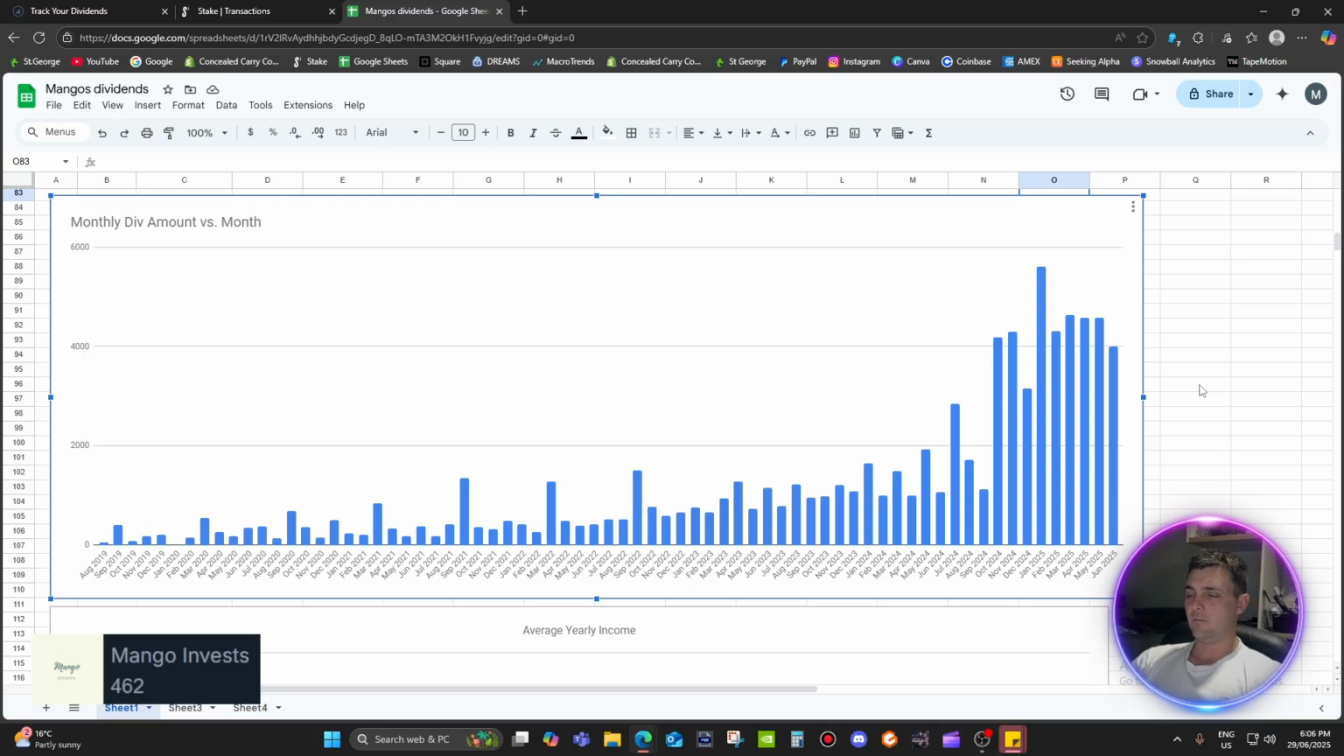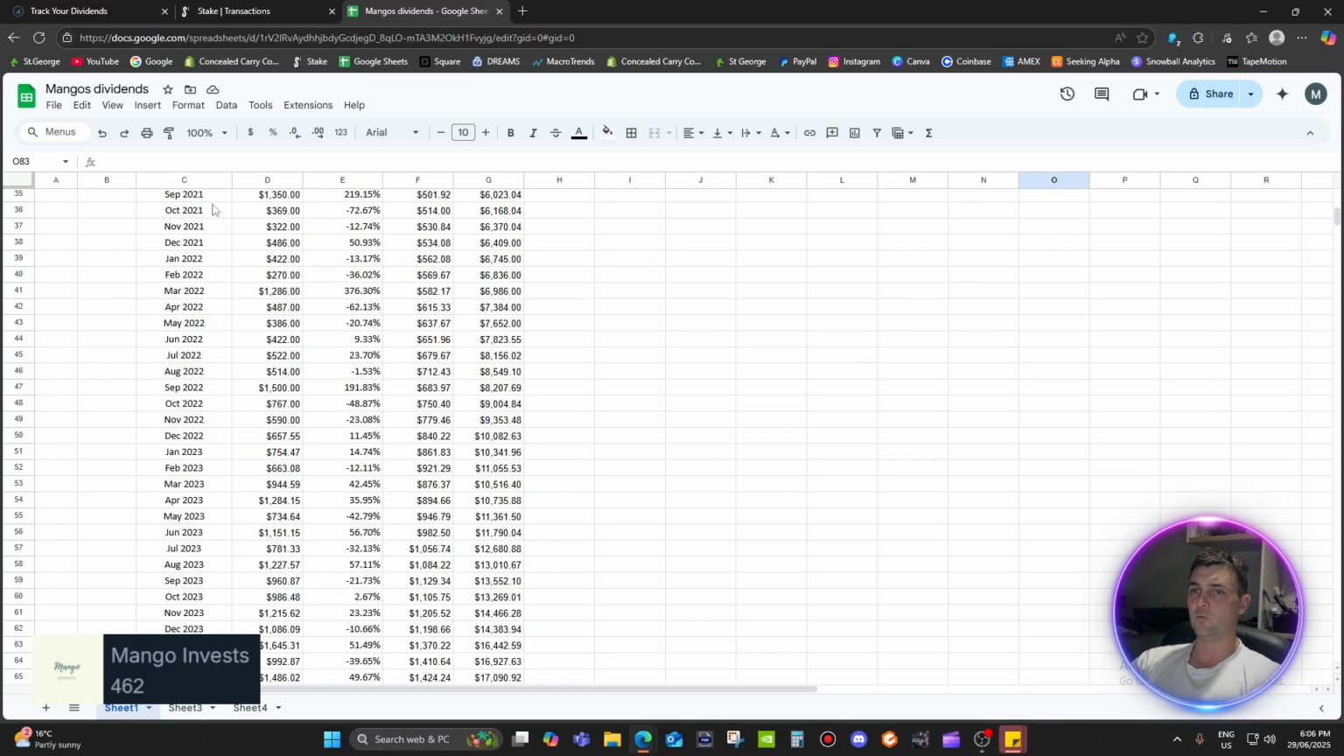You can see all the way from 2024 back to 2019 how small these payments were, but we've now had a massive boost. I'm getting paid at minimum $4,000 every single month of dividends alone, and that's all in US currency. So we're looking at almost $10,000 a month, which is pretty incredible.